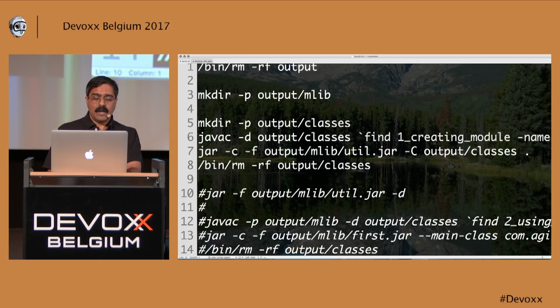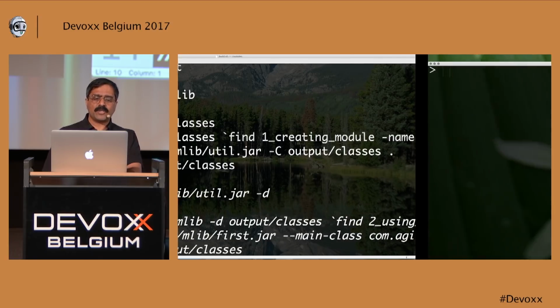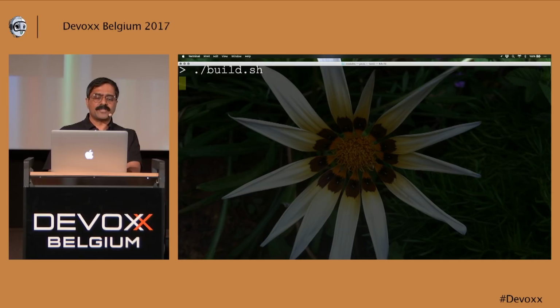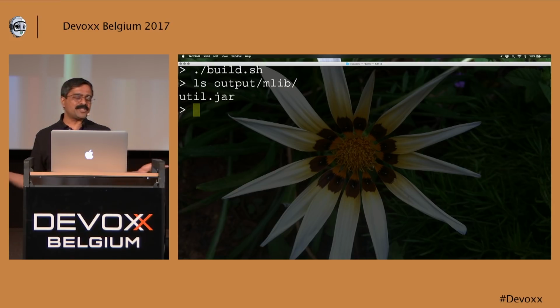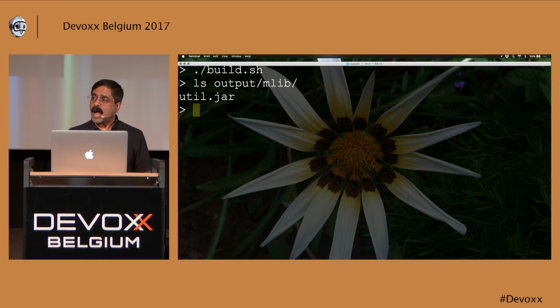We just compiled it. Well, once we compile it, let's make sure it compiles and see if there are any errors. Hey, good news, there's no errors. Let's look at the output directory mlib. There's our util.jar sitting. A module is just a jar file, but it's not just a jar file, it's a module file. Well, how do I look at it?